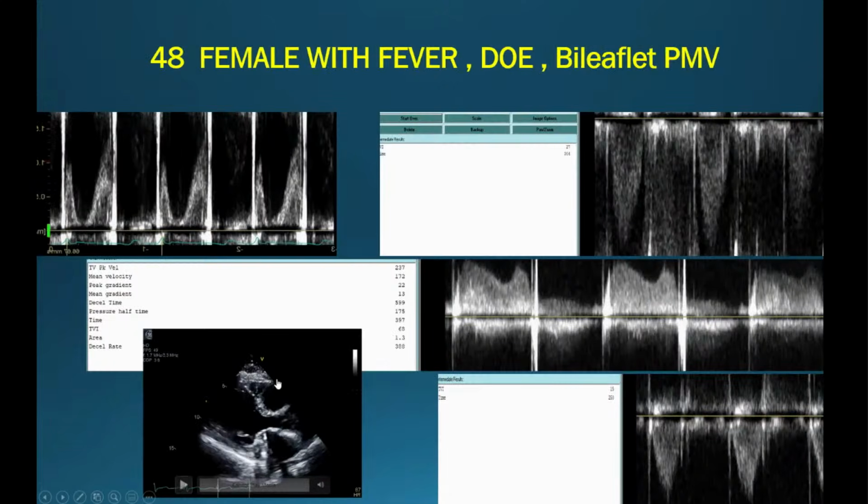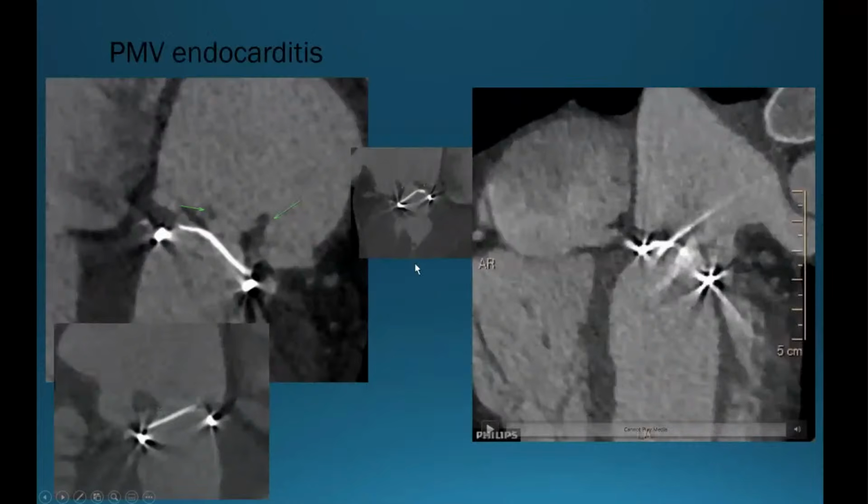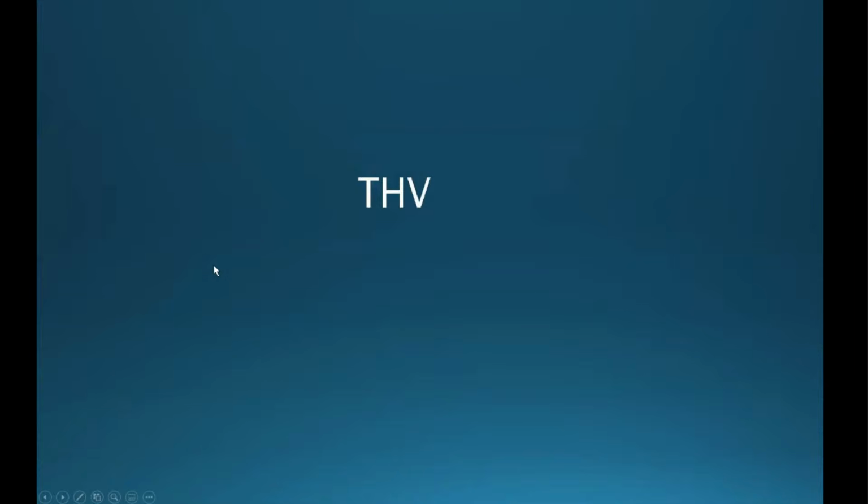This is another case, a patient with a prior mechanical prosthetic valve. This is before, after the surgery, very nice low gradient. And this is when the patient presented with fever and heart failure symptoms. As you can see here, this is a case of prosthetic mitral valve endocarditis.